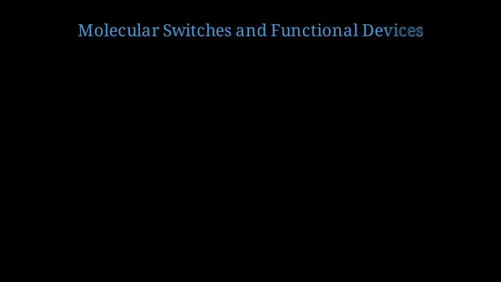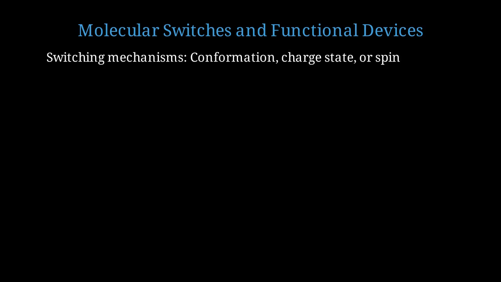Can we make molecules that switch between different conductance states? The answer is yes, and this is incredibly exciting. Molecules can switch conductance through several mechanisms. Conformational changes, changes in charge state through redox reactions, or spin state transitions can all modulate conductance.